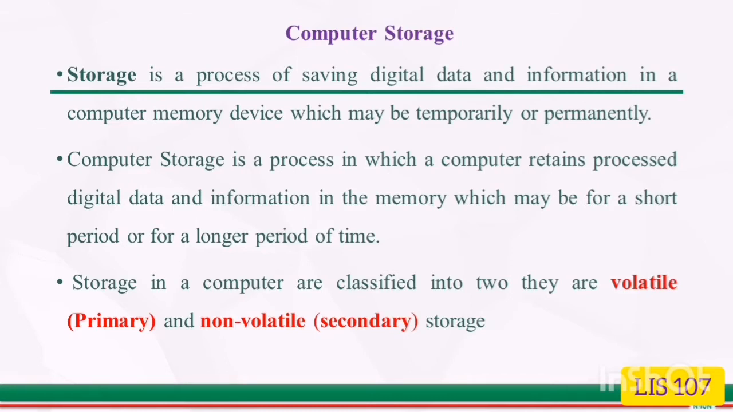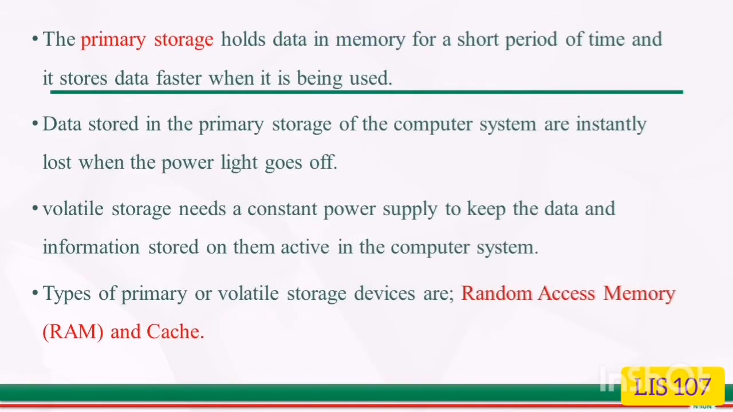Storage in the computer is classified into two. We have the volatile storage, which is also known as the primary, and we have the non-volatile storage, which is also known as the secondary storage. Primary storage holds data in memory for a short period of time and it stores data faster when it is being used. The kind of data stored in the primary storage of a computer system is lost instantly when the power goes off. So what that means is that there is a need for constant power supply to keep the data and information stored on the computer system.